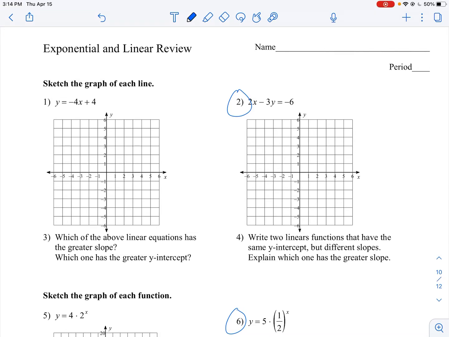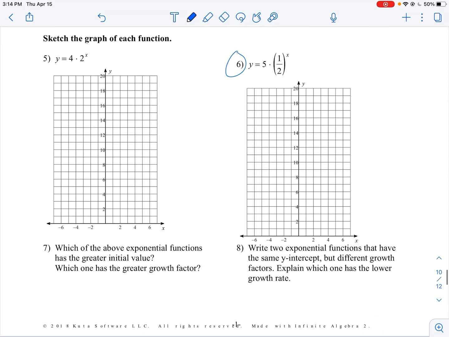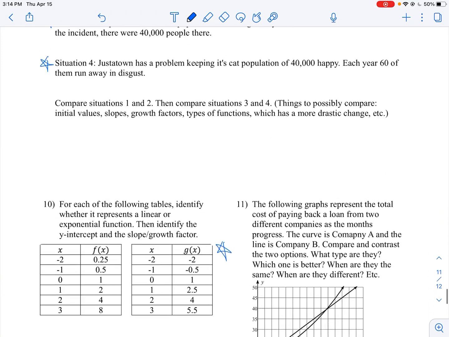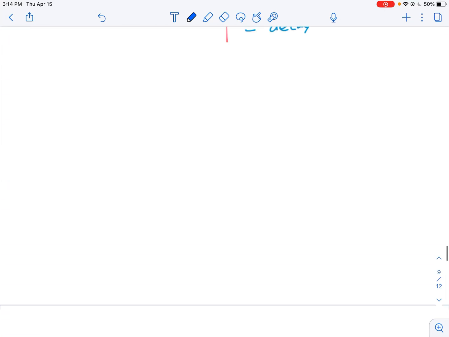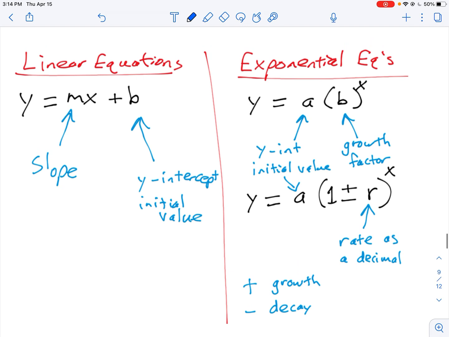All right, welcome to today's little lesson about linear and exponential functions. So we're going to do a few examples from this little review that you have before you. But before we do, let's do a quick recap of what these functions or equations look like.